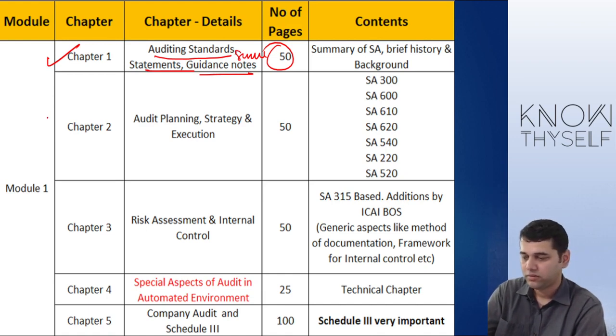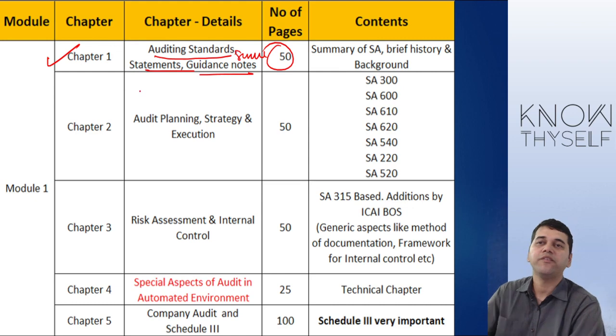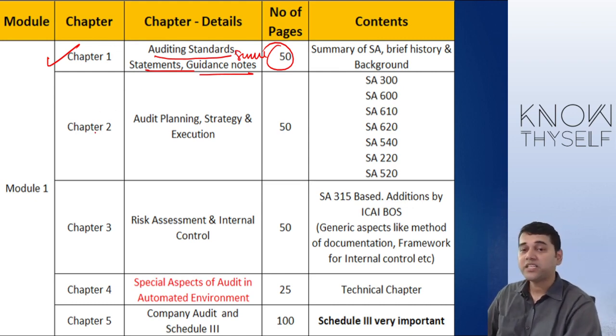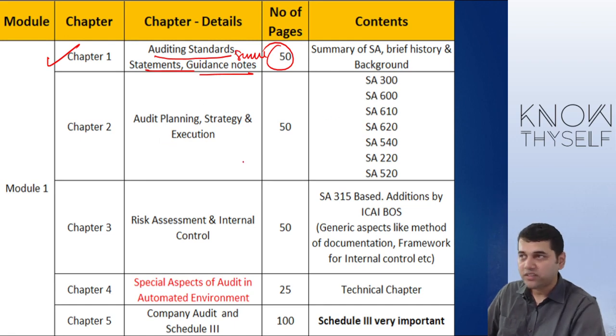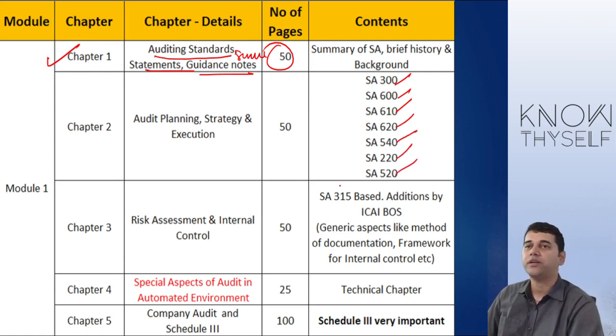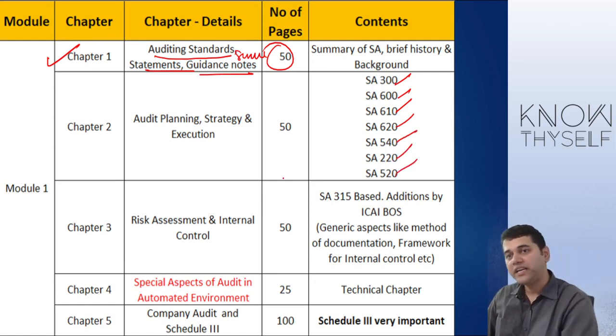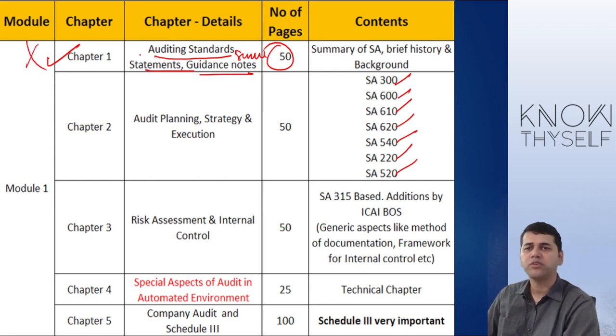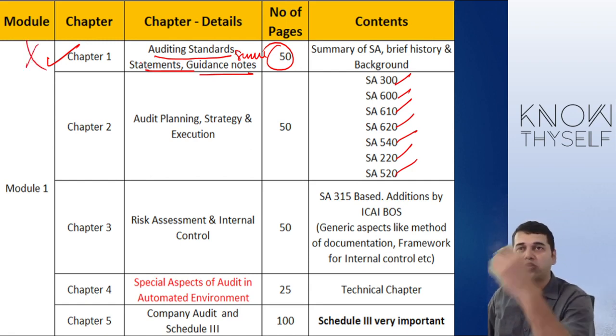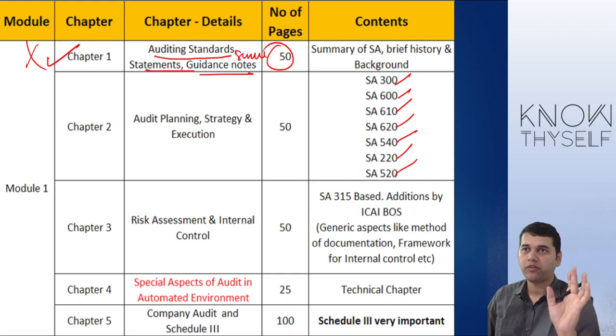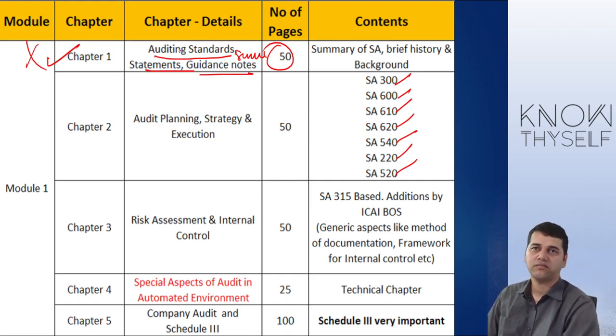Followed? It is a summary of every single chapter. Next comes audit planning, strategy and execution. Again, if you see the individual content, it is nothing but SA 300, 600, 610, 620, 540, 220, 520. Now, if you start reading this, first of all, you will not understand it because they have given the summary. A summary is not going to help you prepare for any questions. So reading this itself is a waste.